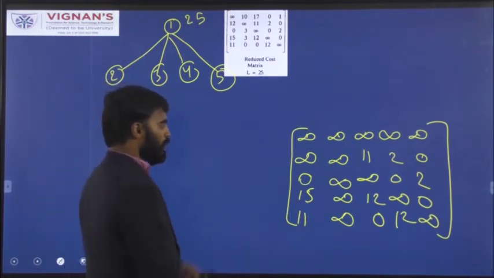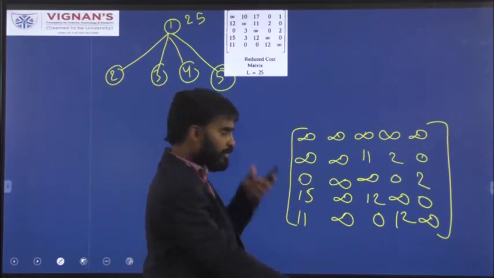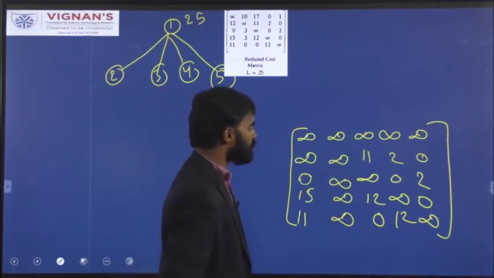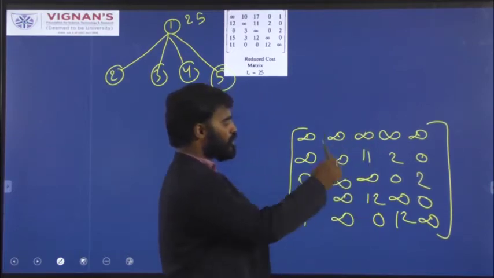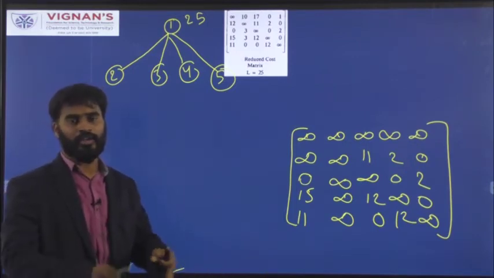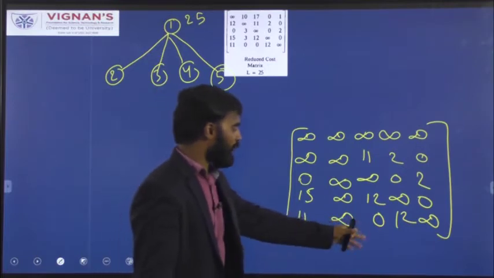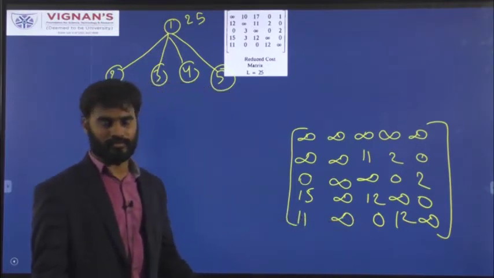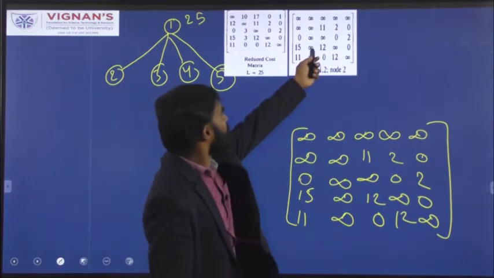What about the columns? The first column has all zeros, the second column has all infinities, the third has all zeros, so at least one 0. The fourth has at least one 0, and the fifth also has at least one 0. All the rows and columns have at least one 0, so it's already a reduced matrix, and the cost of reduction is 0.